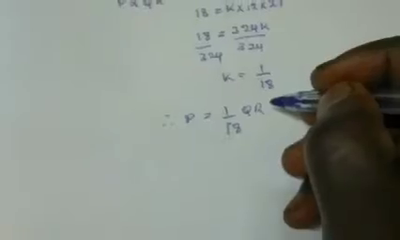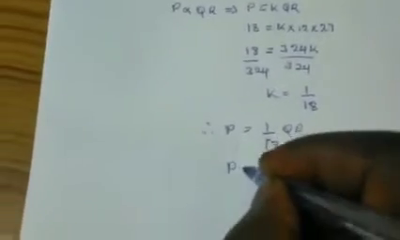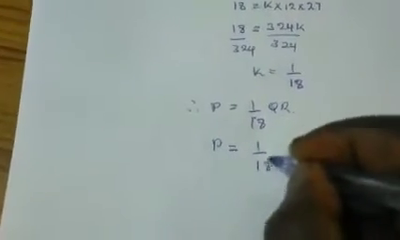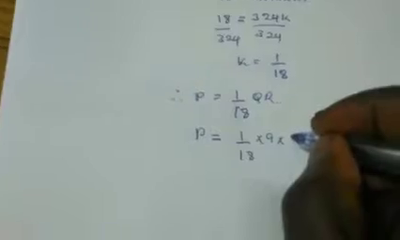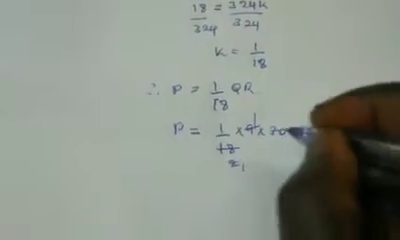QR. So what are we asked? Now we've got the equation connecting P, Q and R. So the value of P when Q is 9 and R is 30. So P is equal to 1 over 18, Q is 9, R is 30, and this divides here once, that is twice, 2 divides there, that is 15. Therefore P is equal to 15. Now that is part A.